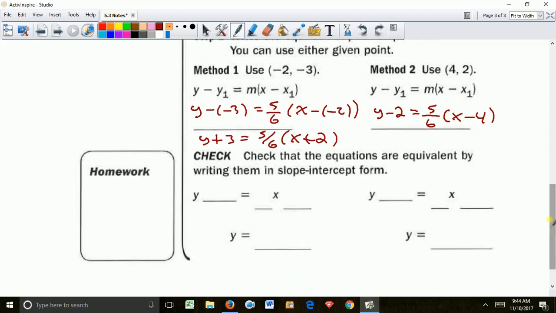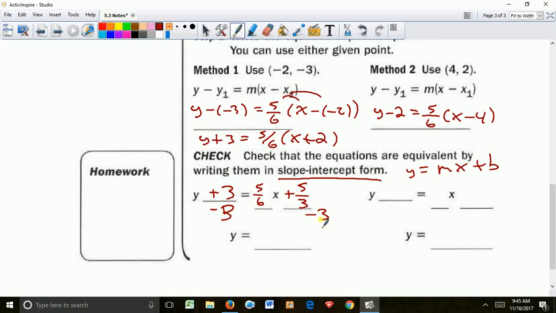You can go back and check that the equations are equivalent by writing the slope-intercept form of both equations as a comparison. So just doing this as a double check, you've got y plus 3 is equal to, after you distribute your 5/6, 5/6 x plus 5/3. And then if you subtract 3 from both sides of your equation, 5/3 minus 3 is -4/3, so you do get y is equal to 5/6 x minus 4/3. And then looking at the other line, you'll see that that's the same line.